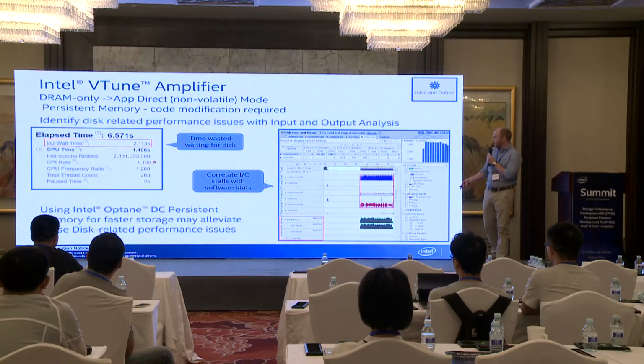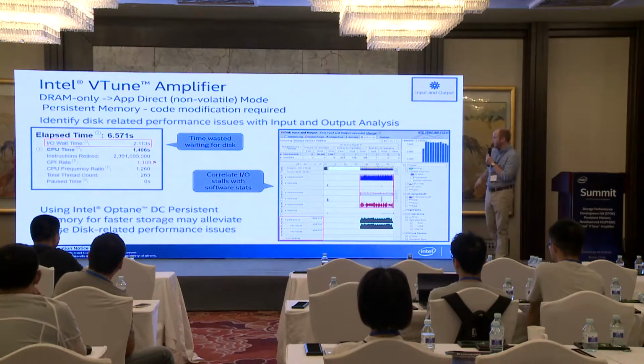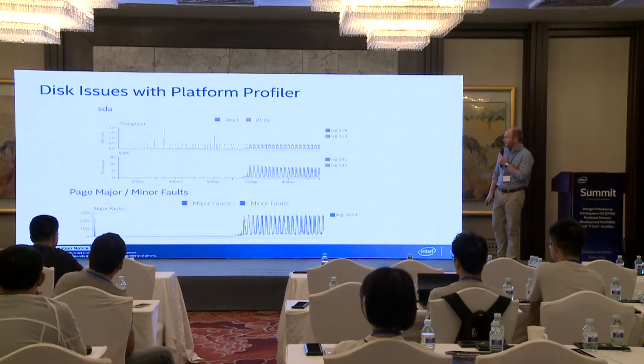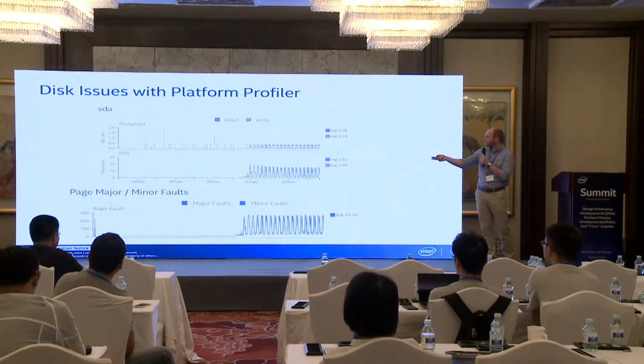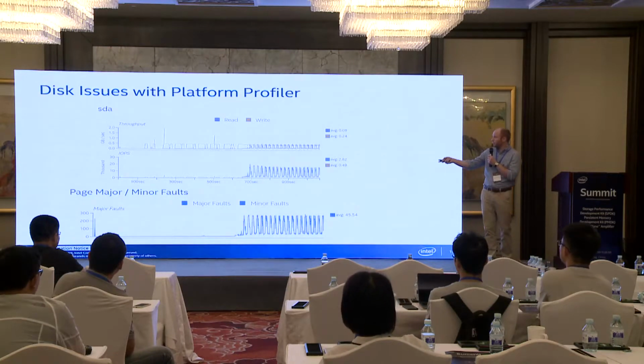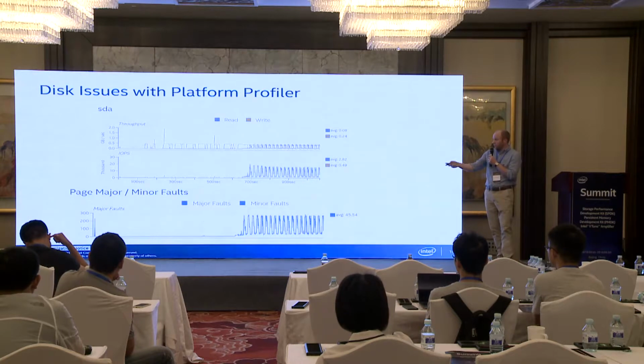This previous slide here shows you an analysis that you can do with VTune Amplifier called Disk Input and Output. You can also do an analysis with Platform Profiler. Platform Profiler is showing you metrics related to your disks. You can see here the throughput for a disk attached to the system. And another important metric is actually page faults.